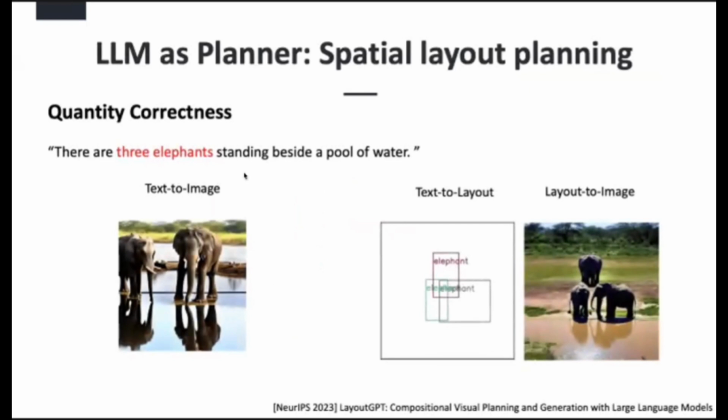So this can help the quantity correctness of the text to image task. For example, the input prompt is there are 3 elephants standing beside a pool of water. If we utilize a common text to image model, it can only generate 2 elephants. And if we first generate the layout, which can constrain the object with a bounding box, and then after that, we generate the final image. The quantity will be aligned with the input prompt.